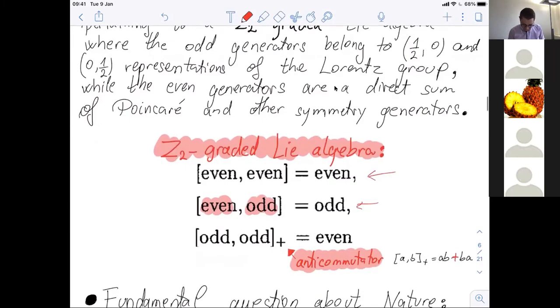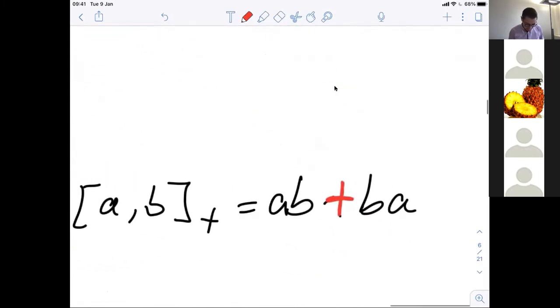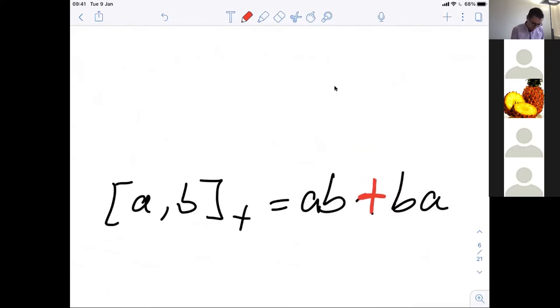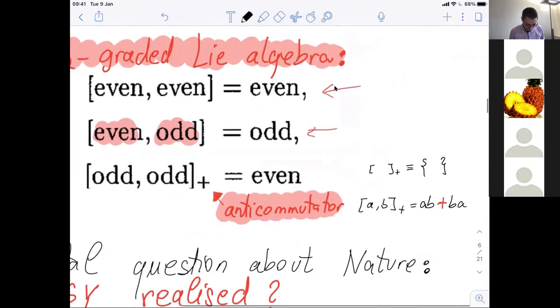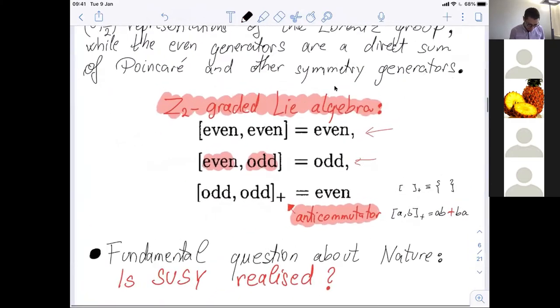So what the anti-commutation is, it's basically this relation. In some literature, this symbol is equivalent to these kinds of brackets. Okay, so this is the anti-commutator.